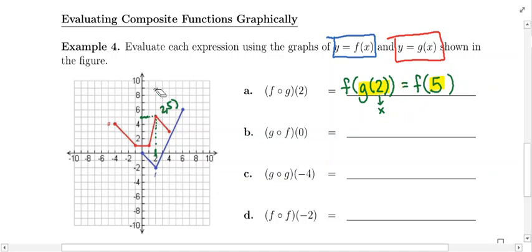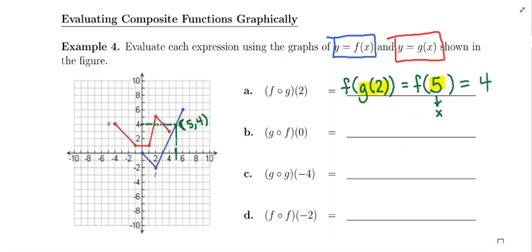Let's erase what we have here. Now my x value becomes 5. Now I'm looking at where x equals 5, and I'm interested in the function f, which is the blue graph. So I'm going to go up to the blue graph and look at the y value. This point right here on the blue graph is 5, 4. So if x is 5, the y value is going to be 4. So this is the final answer, 4.